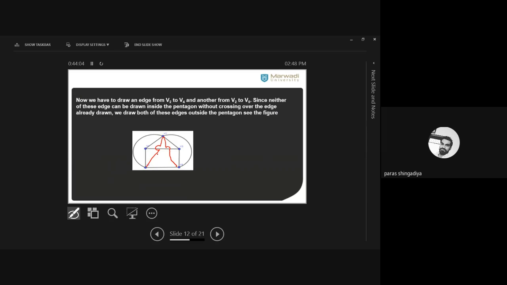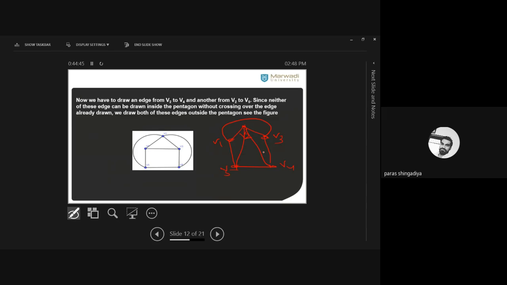So what is the possibility now? There is only one possibility: connect outside the region, outside the pentagon. So consider V2 to V5 and V2 to V4 outside. If you use the second option, suppose you have the second graph where you connected V1 and V3 outside the pentagon. Now you can use the inside way to connect V2 to V5 and V2 to V4.